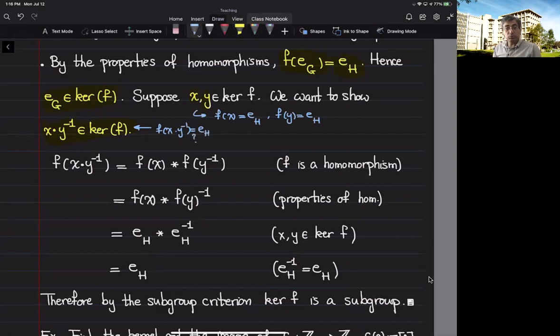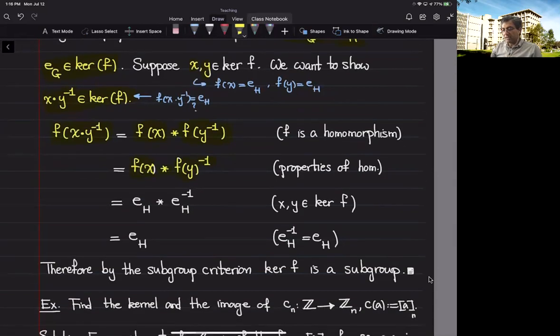So I need to compute f of x dot y inverse. That's what we are doing. We know f is a group homomorphism. That means f of a product is f of the first one star f of the next one. Since f is a group homomorphism, f of y inverse is the inverse of f of y. So I can replace this by the inverse of f of y. This one I didn't touch.